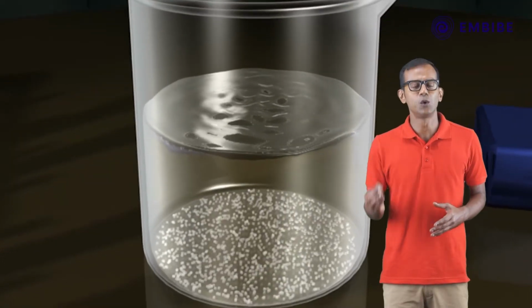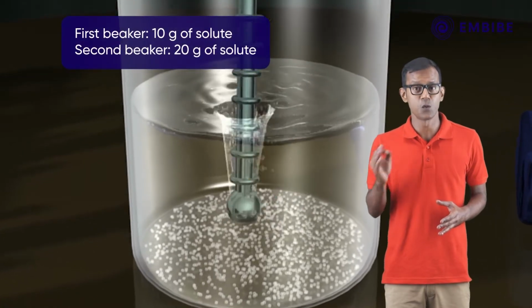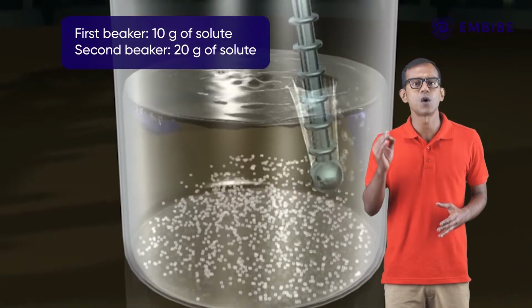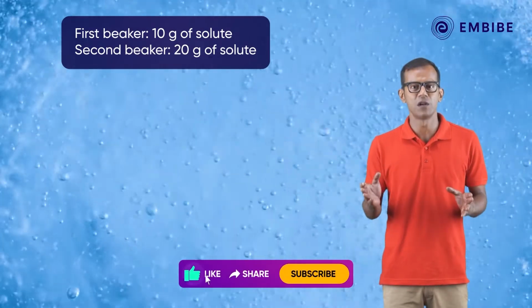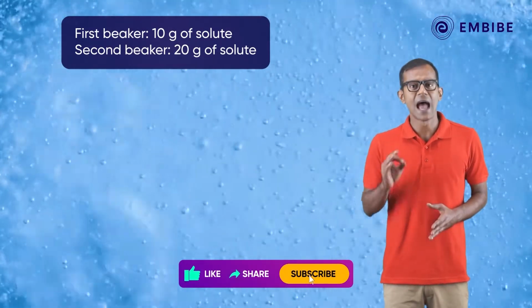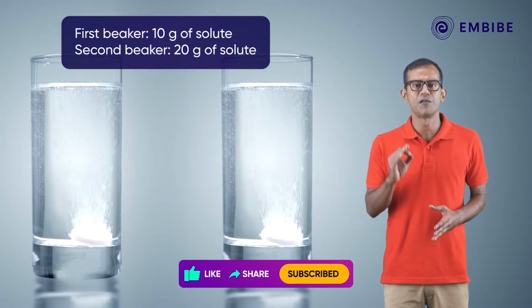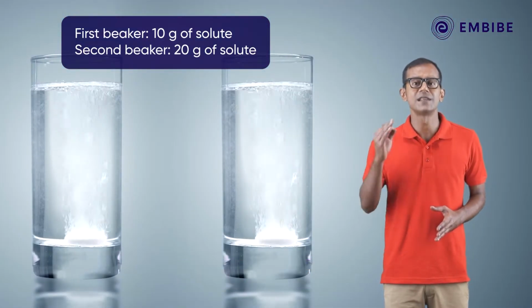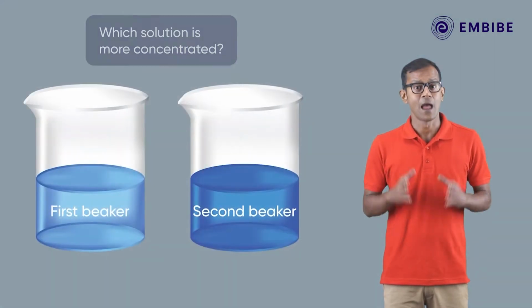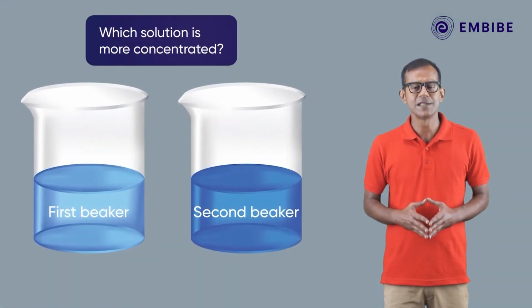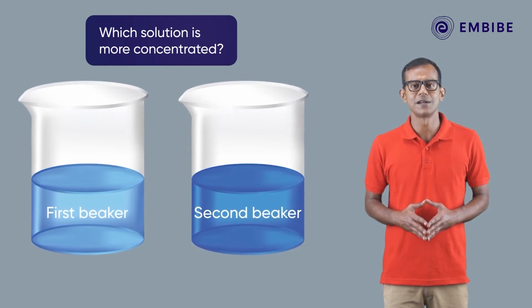Suppose there are two solutions. The first one has 10 grams of solute dissolved for some mass of the solvent, while the other has 20 grams of solute dissolved for the same mass of the same solvent. Which solution would you consider to be more concentrated?